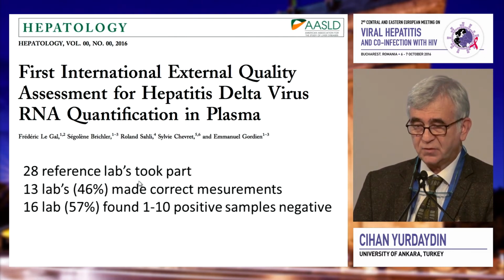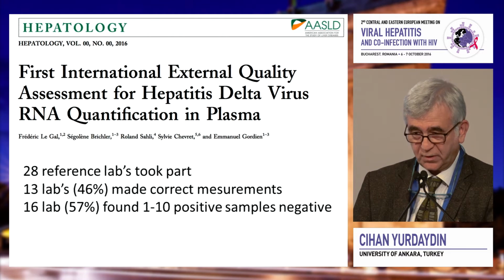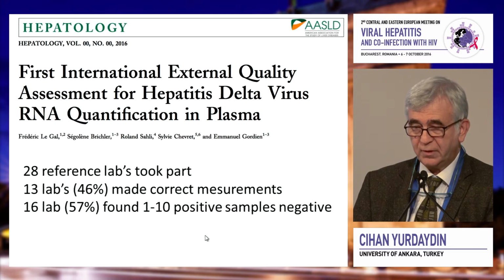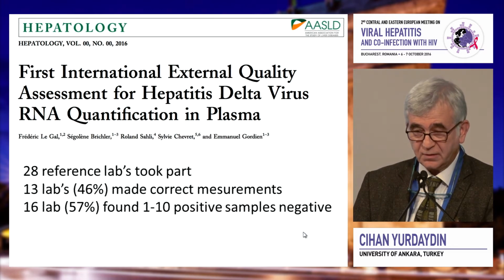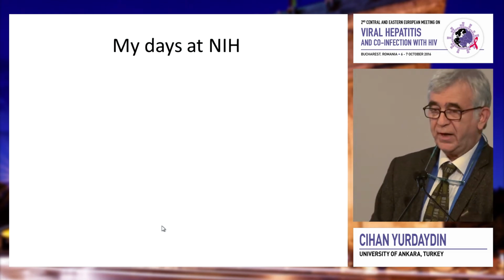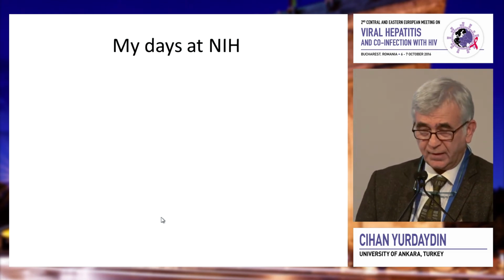28 reference labs took part. 13 labs, 46%, made correct measurements. 16 labs, 57%, did not make correct measurements. Of the positive samples, up to 10 samples were found negative by these reference labs, and they all used the HDV RNA standard. So that brings me back to my days at NIH.